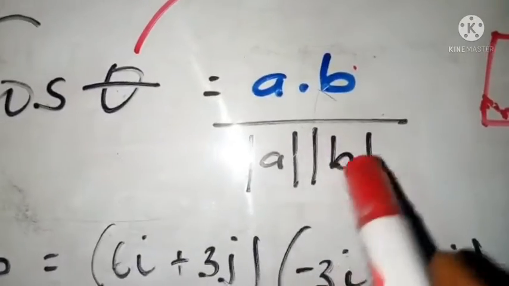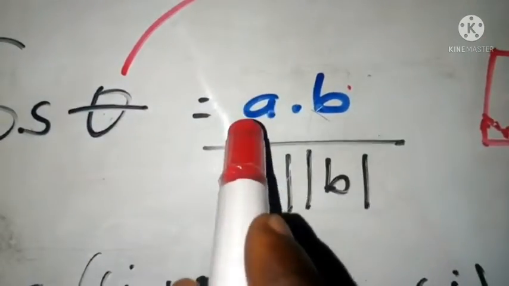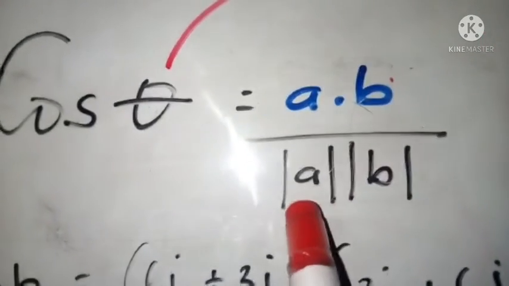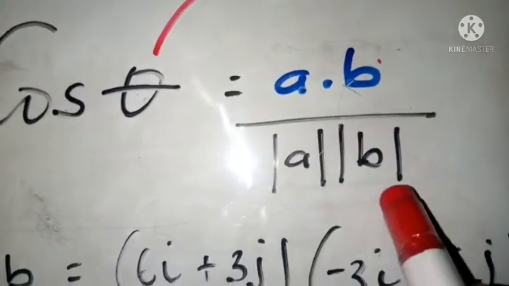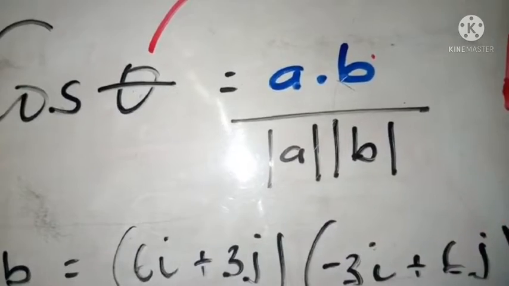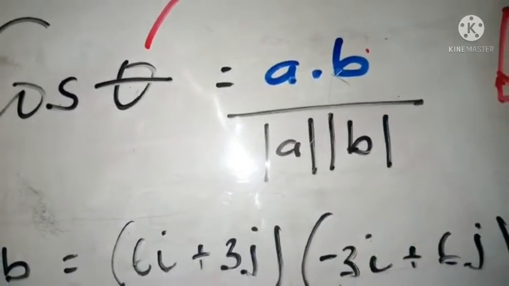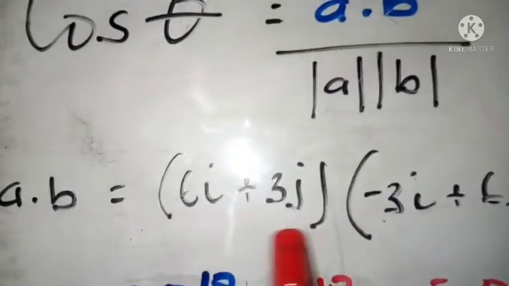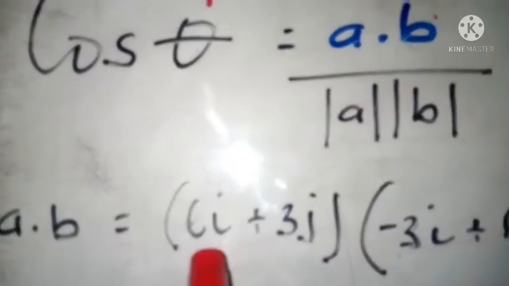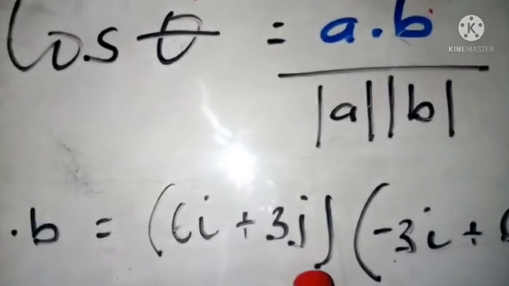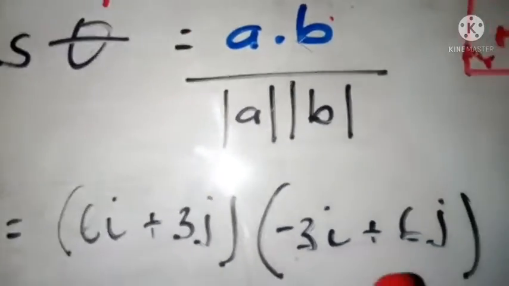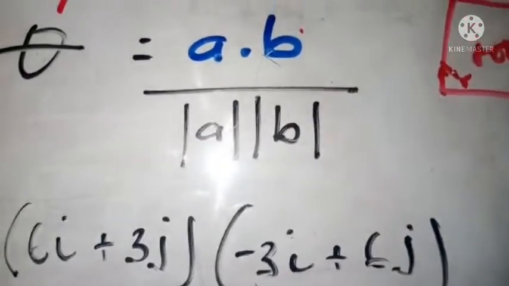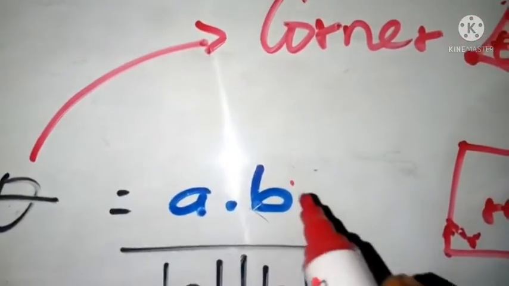So all that matters here is that you must know where this is coming from. This is you, this is your friend, and this is the distance that you took before you reached the destination, and this is the distance your friend also took before you met at your meeting point. Now, suppose this is you, you are given A to be 6i plus 3j, and your friend's is given as negative 3i plus 6j. These are the players that are involved.